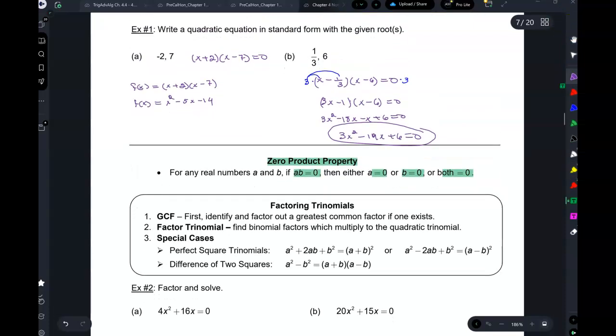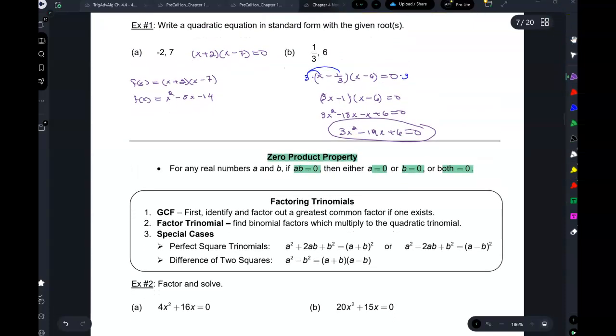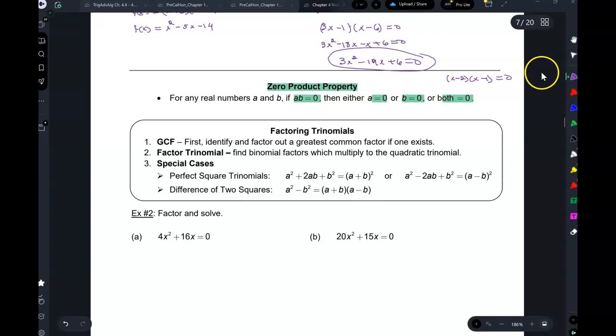Like if you have something like this, x minus 2, x minus 1 equal to 0. How do you solve this? You set each one of them equal to 0 on their own, right? And you solve it. You say x minus 2 equals 0, x minus 1 equals 0. The only reason why we can do that is because you have something times another thing equal to 0. If this wasn't a 0, if it was another number, you could not do that. So this is the zero product property.